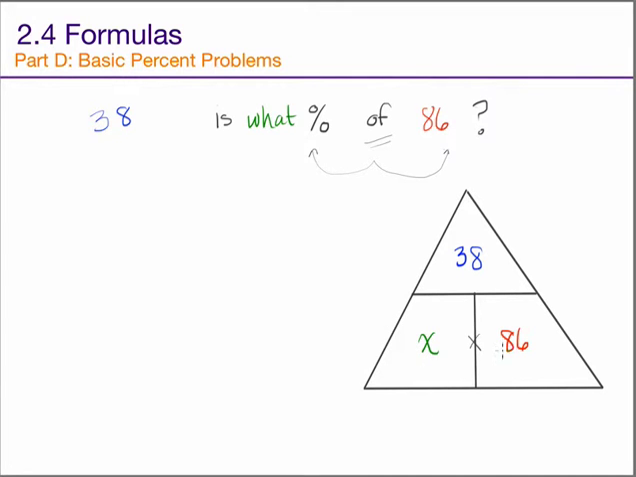Now I can't multiply x by 86 because I don't know what x is. But if I can think of this as times, I can think of this horizontal line as division. In fact, this could be written as a fraction. X equals the fraction 38 over 86. And that means 38 divided by 86. When you do that on a calculator, you get 0.44186. I'll round it to 4 places. As a reduced fraction, this is 19 over 43.